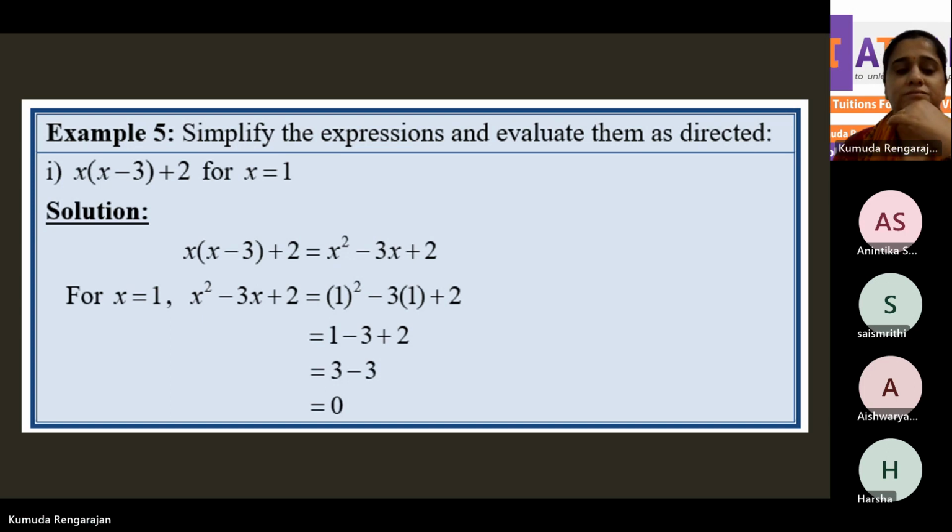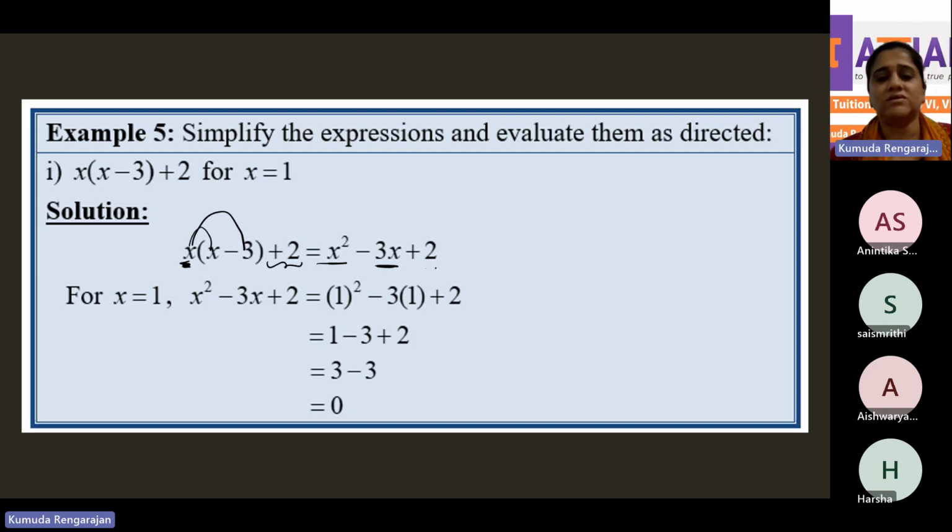All right. So how do we simplify? x into x squared, x into minus 3x. Plus 2 is not inside the bracket, it's outside the bracket, so it's not under the influence of this x. So plus 2 will come out as it is. Now we have simplified. This is the simplification. Now for x is equal to 1, wherever there is x, use 1 and work it.